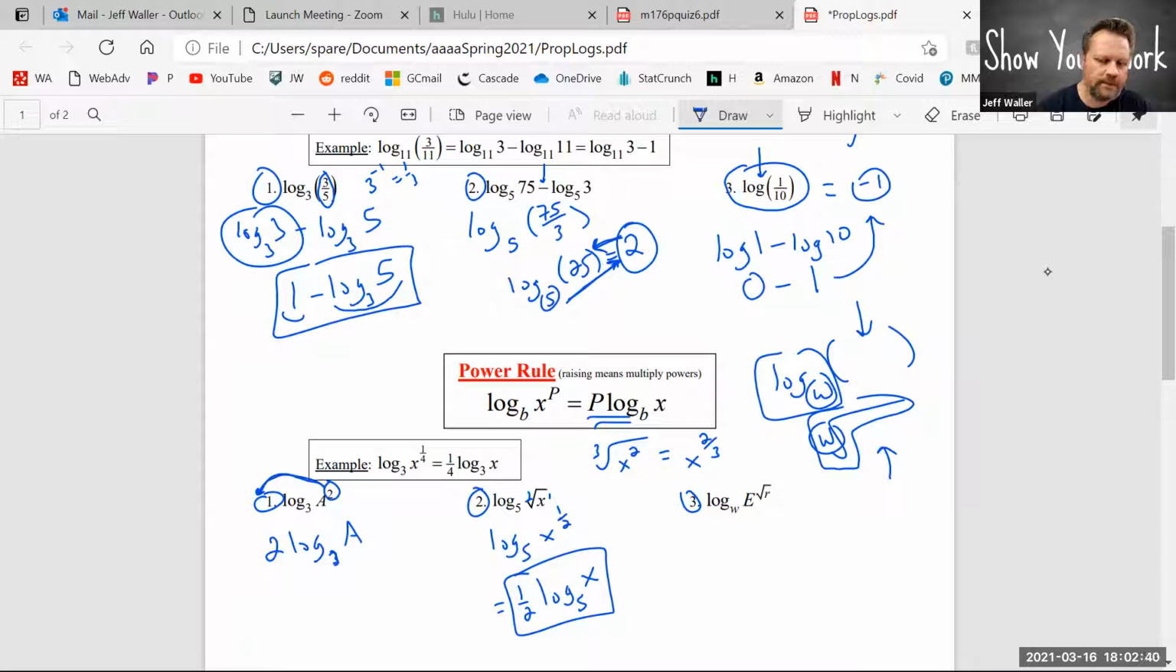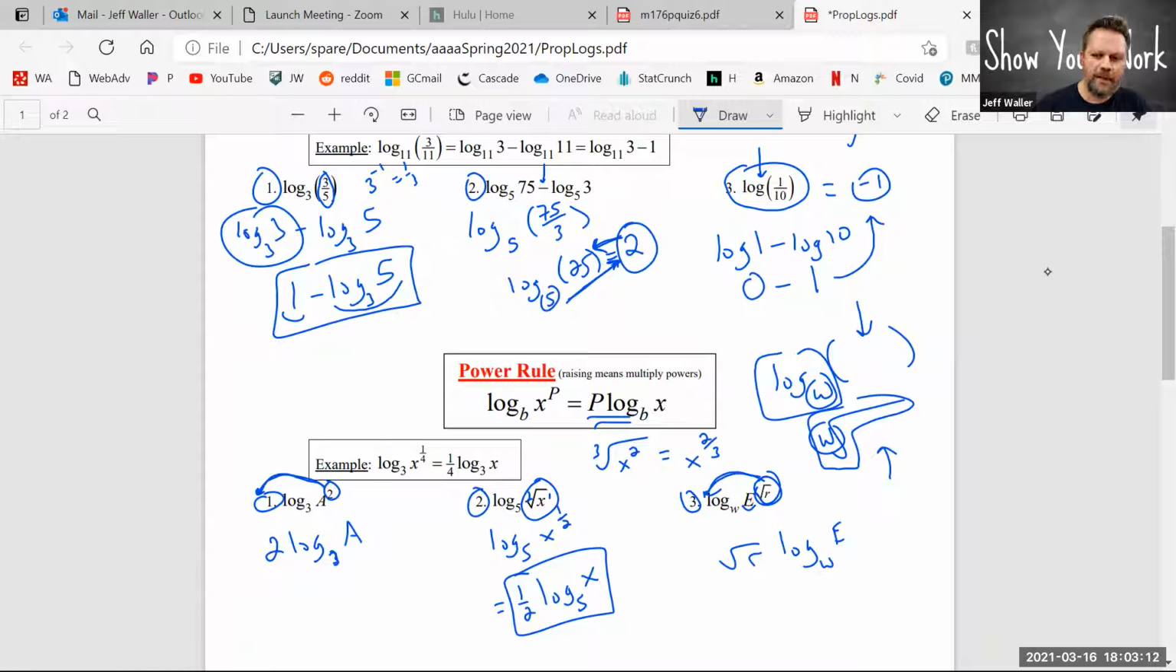So what's inside the log? What's the base of the thing inside the log? E. And what power is it being raised to? The square root of r. Good. So I can just take that down. Do you see the difference? The main thing was the square root, so I have to rewrite that so it has a power. Then I can take the power down. That's the power. I just take it down.